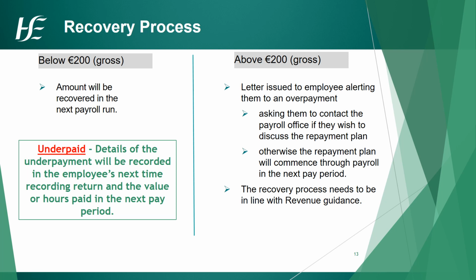If you have an employee that thinks they have been underpaid, they should bring this matter to the attention of their line manager immediately. The line manager will examine the relevant time records for that employee and inform the employee, detailing the hours or value of the underpayment. Details of the underpayment will be recorded in the employee's next time recording return and the value or hours paid in the next pay period. Payroll department must keep records and correspondence of all overpayments and underpayments.